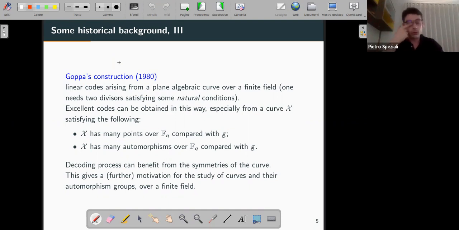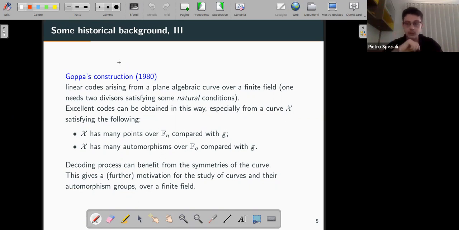And actually, more recently, we now know that in some weak sense, any linear code is algebraic geometric. So it's somehow induced by a Goppa code from an algebraic curve. And actually, not any curve will give you good codes. So when do you have good codes? You have good codes when you have many points with respect to the genus. So for instance, the so-called maximal curves, and also many automorphisms over F_q when compared to g.